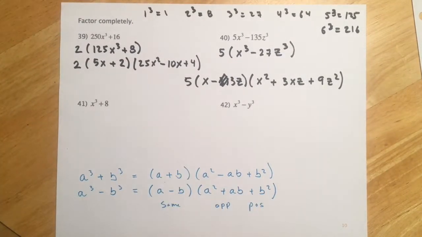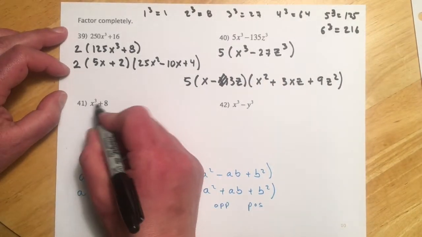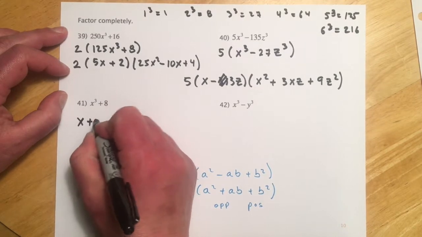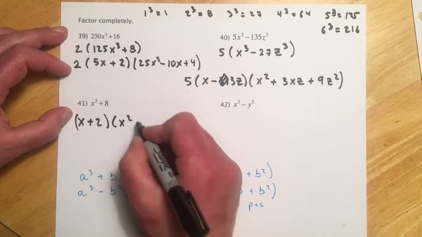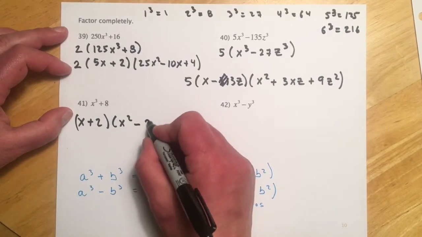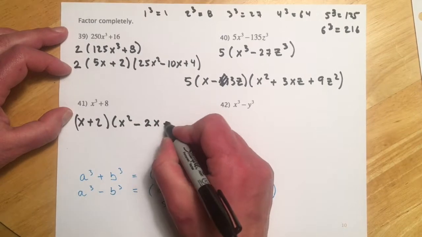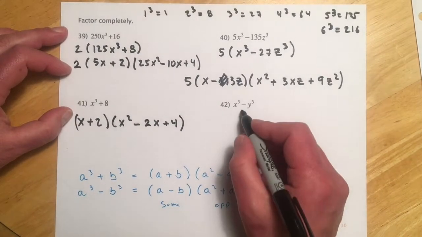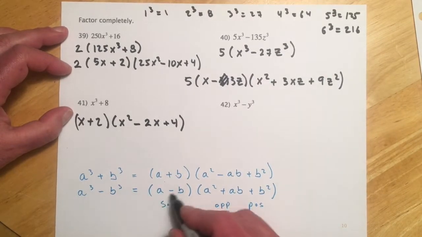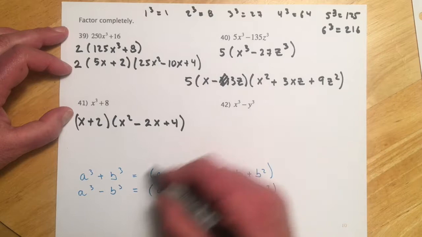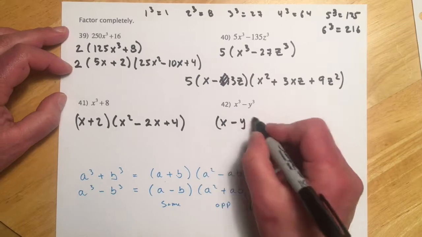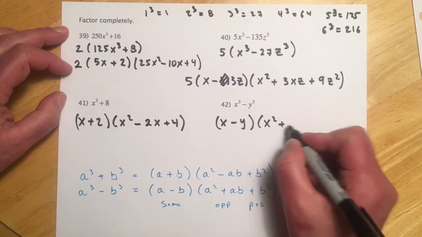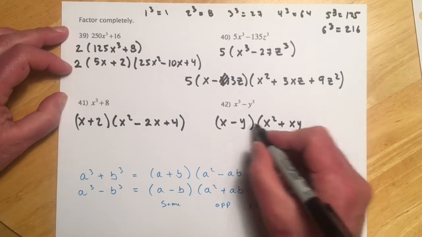The next 4 are the ones that you guys will try in class, so I'll go through them a little quicker. This one we'd have x plus 2, since 8 breaks down to 2. And then x times x is x squared, x times 2 with the opposite sign is 2x, and 2 times 2 is 4. This is pretty much rewriting this formula with x's and y's in the same places, because it's the exact same thing, just a variable change. So x minus y, and then x squared, opposite sign, x times y, and y times y.